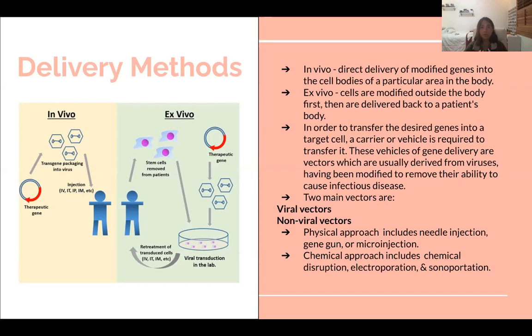And so, two main vectors are the viral vector and the non viral vector. And just some physical and chemical approaches are needle injections, gene guns, or chemical disruption.